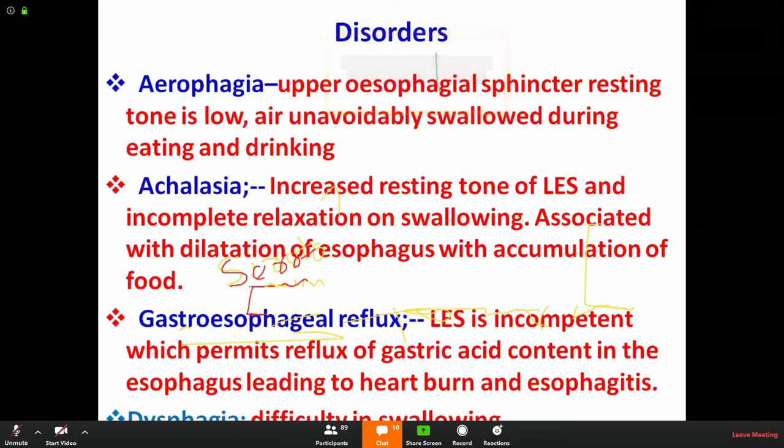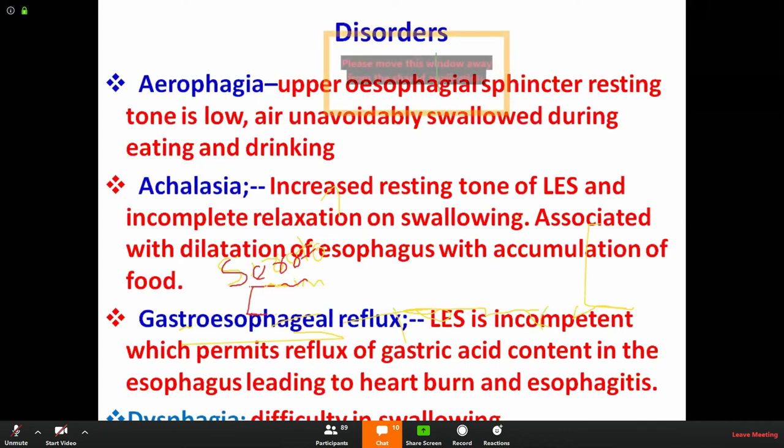Now, disorders. Aerophagia means the air is unavoidably swallowed during eating and drinking. In nervous individuals, the tone of the upper esophageal sphincter is decreased, so due to that the air goes inside.